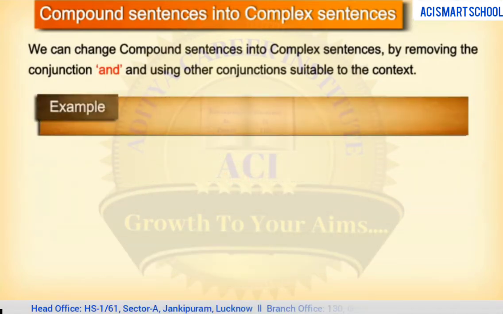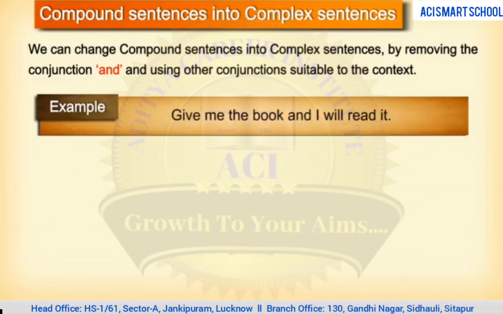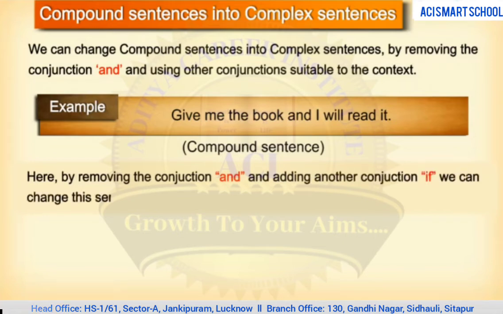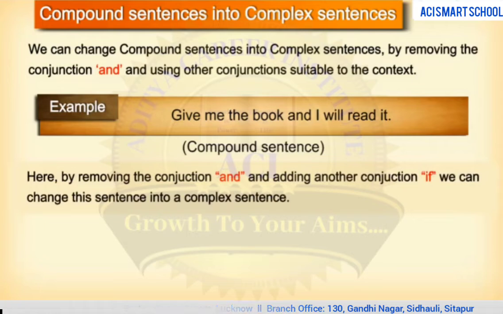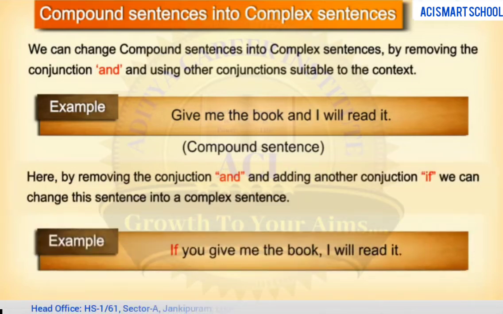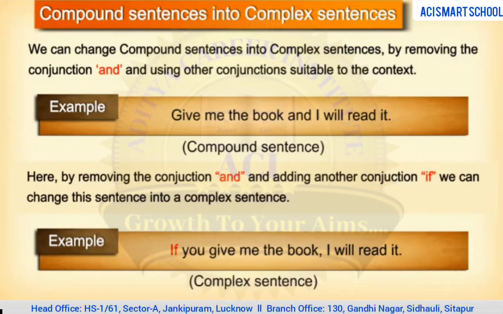Let us see another example. Give me the book and I will read it. This is a compound sentence. Here, by removing the conjunction and adding another conjunction if, we can change the sentence into a complex sentence, which will be, if you give me the book, I will read it. This is a complex sentence.